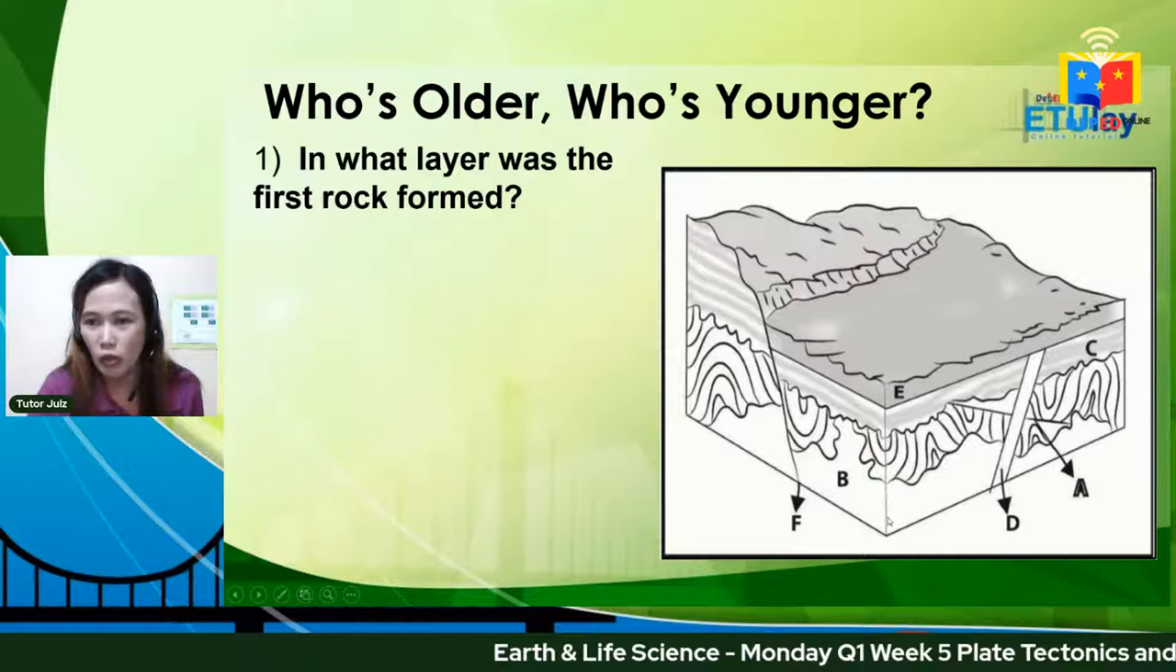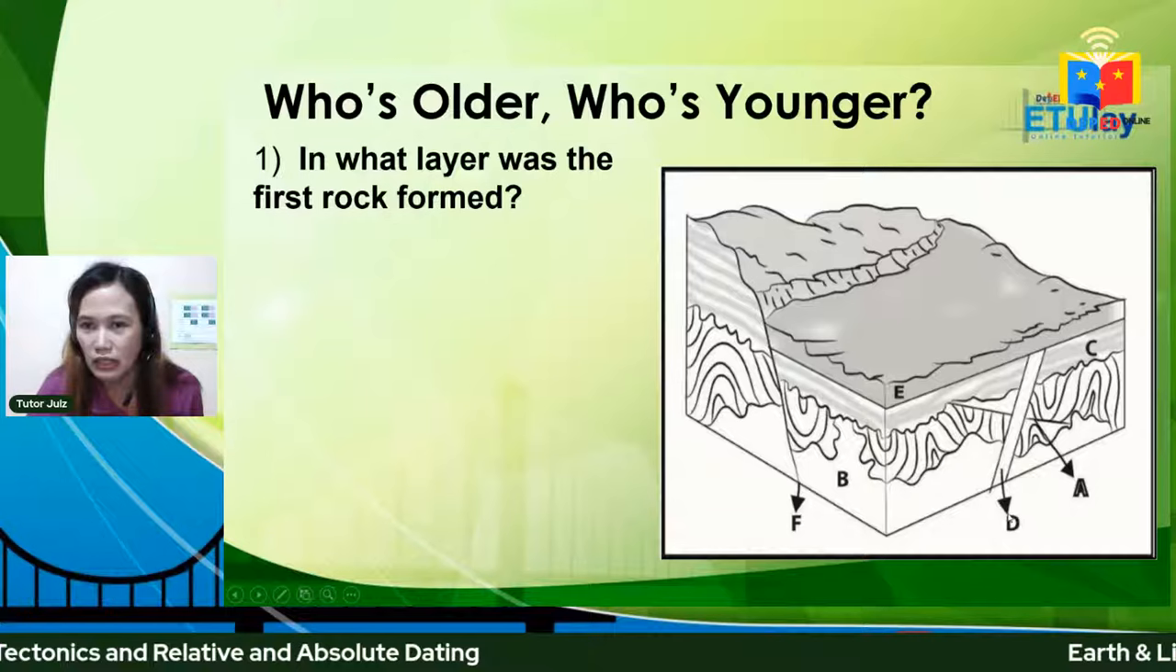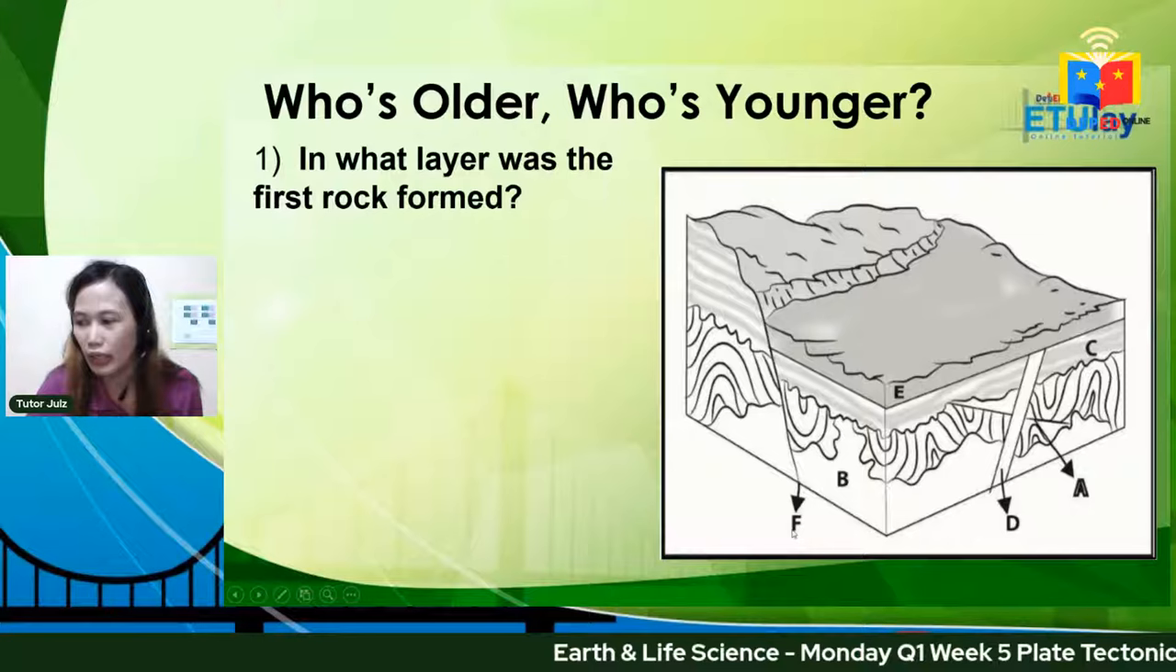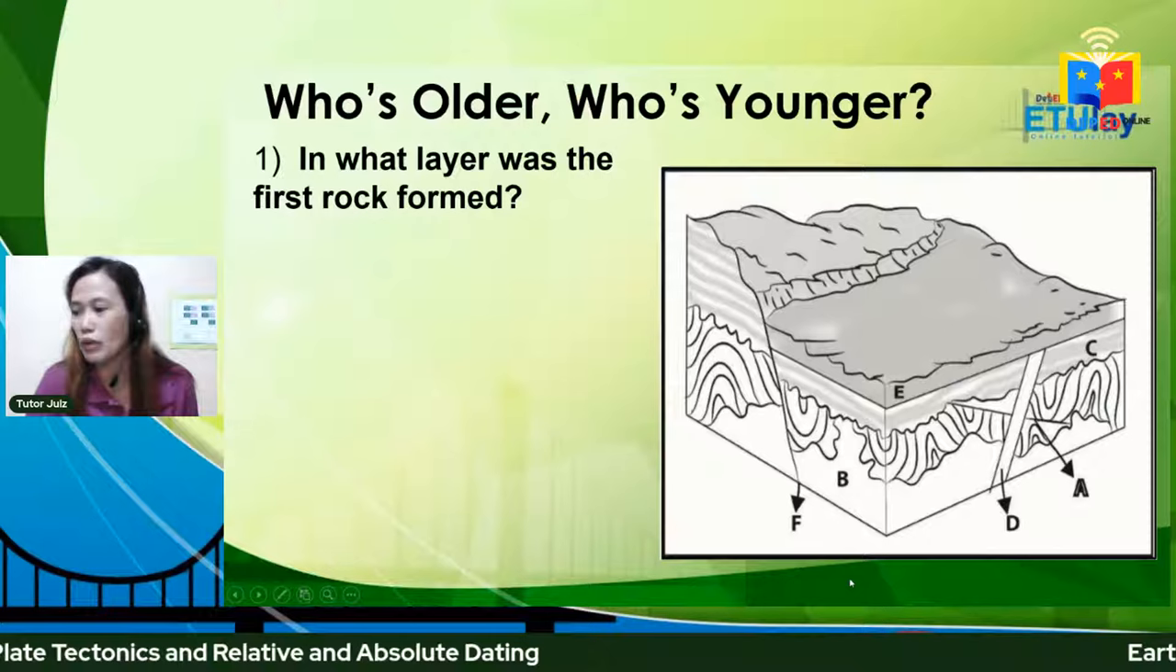These are the layers of rock. This is A, yung may line dito. And this is B. And ito po is letter C or layer C. And this is layer D. And that is layer E. And don't forget, layer F. Okay? So I'm waiting for number 1. In what layer was the first rock formed? Alin dyan ang nauna na rock? Based from the illustration. Okay?